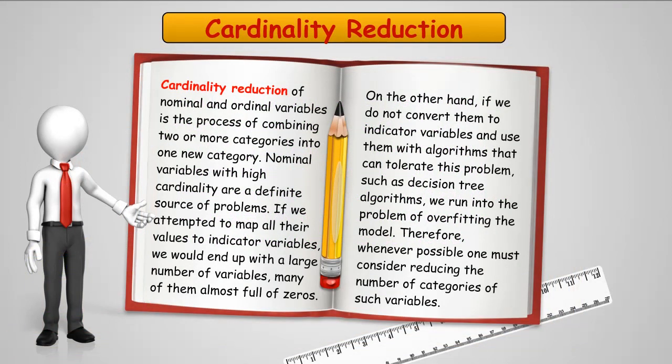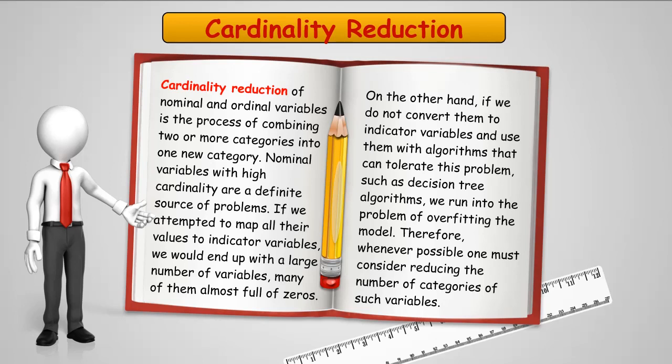Now, cardinality reduction is a process essentially of taking categories of nominal or ordinal variables that you've created and combining them into one or more categories to create a new category. Nominal variables with high cardinality are a definite source of problems because if we attempt to map all of their values to indicator variables, we end up with a large number of variables, often 0.